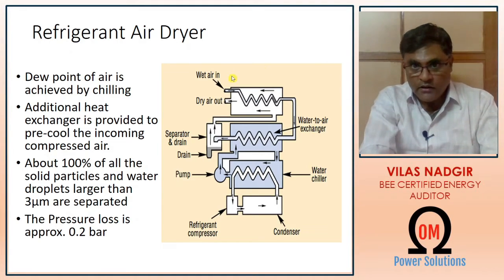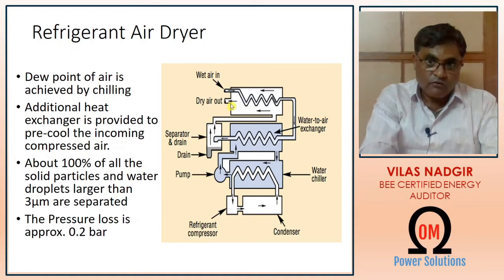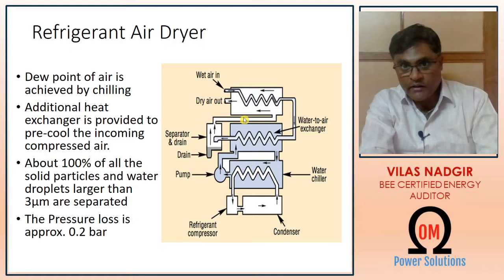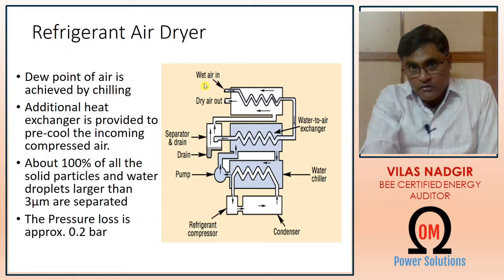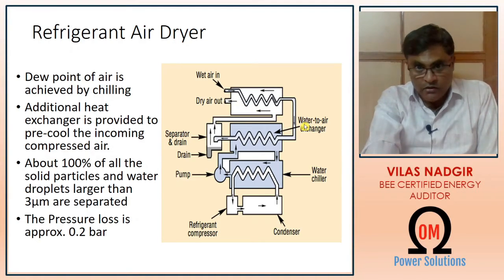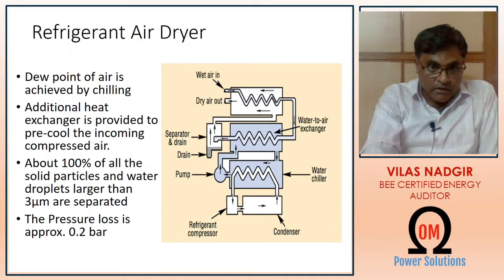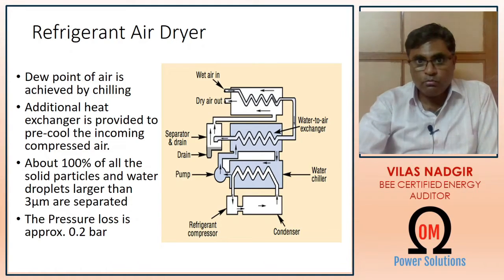So here wet air is coming here. This is cooled from the dry air out. This dry air will be so cold that it can reduce some temperature of wet inlet air that is coming into this dryer. This will reduce some energy. The pressure loss in this type of dryer is approximately 0.2 bars.